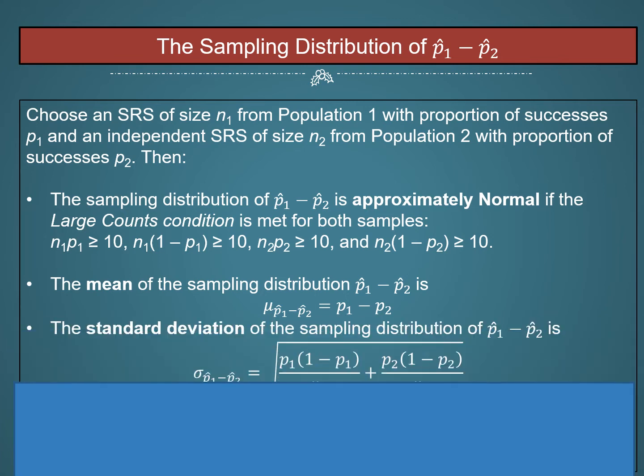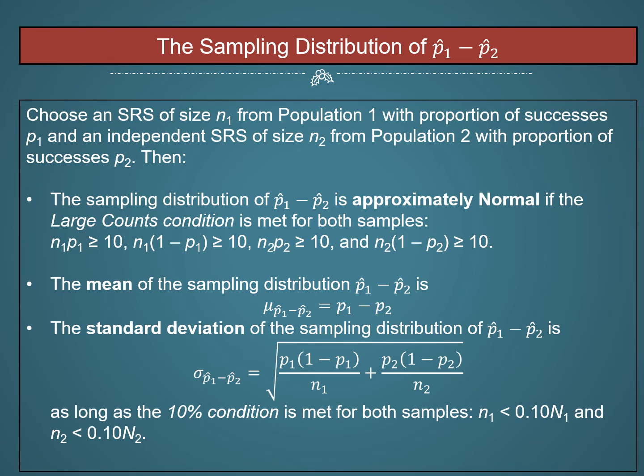When we take differences with random variables, we add the variances. Here it is. The standard deviation is the variance of the first population plus the variance of the second, and then I have to take the square root. So it is the square root of p1 times 1 minus p1 over n1, plus p2 times 1 minus p2 over n2, and the square root of the whole thing.